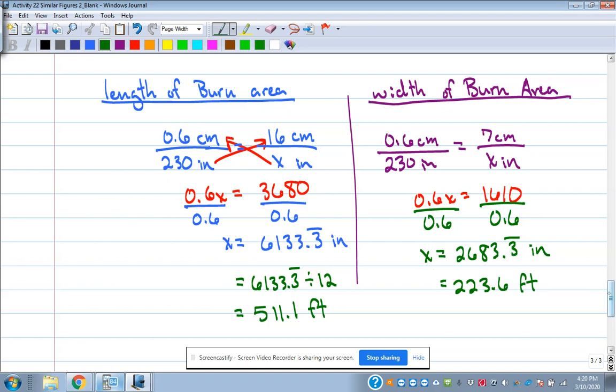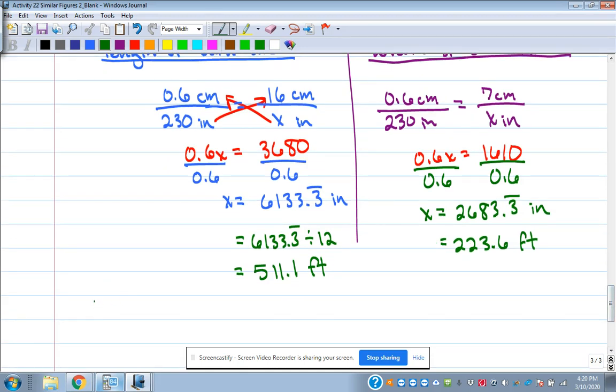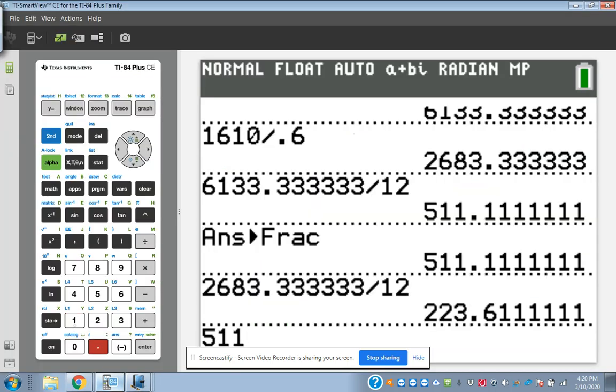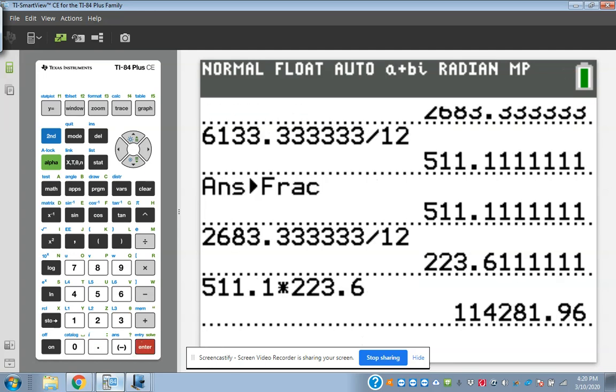All right. And then the area equals length times width. For us, that's 511.1 times 223.6. That gives 114,281.